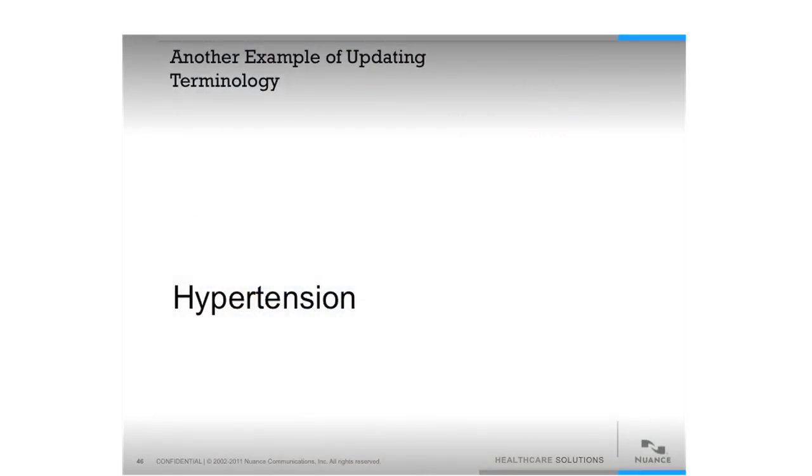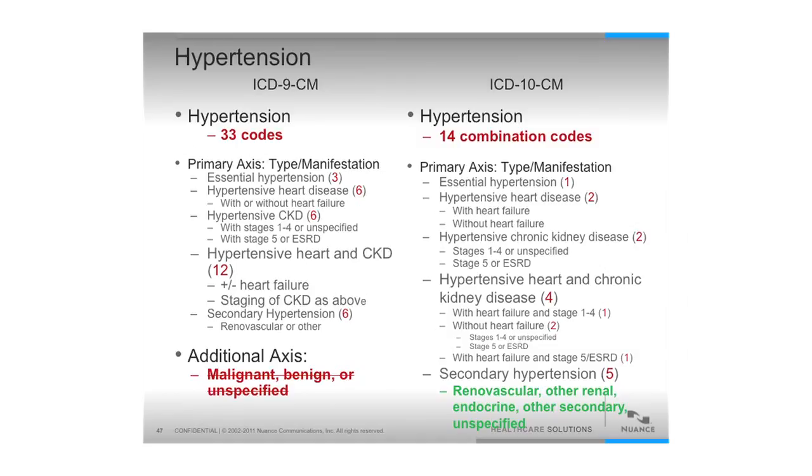Hypertension is also an interesting one. 33 codes there, now down to 14. What we're getting rid of is the terms malignant and benign. That's the critical concept there. You can see we're still looking at all the manifestations now, but there are complications in here that we've got to go into because they're not intuitive to us.